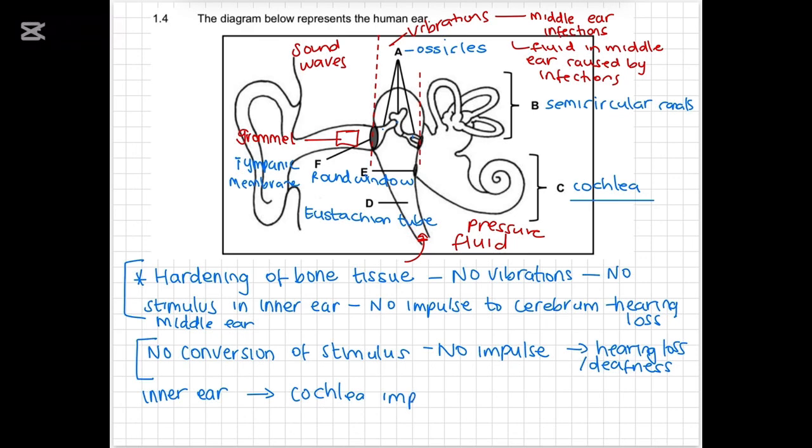While with hardening of bone tissue, a person can put on what we call a hearing aid, which will then amplify the vibrations. Meanwhile, the cochlear implant just does the job of the organ of Corti, which will be to convert sound stimulus into an impulse.